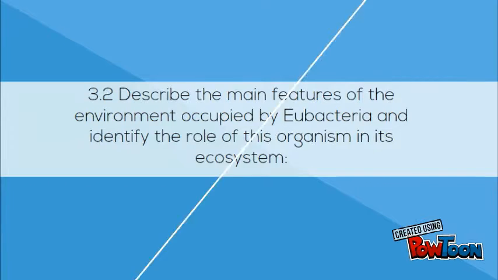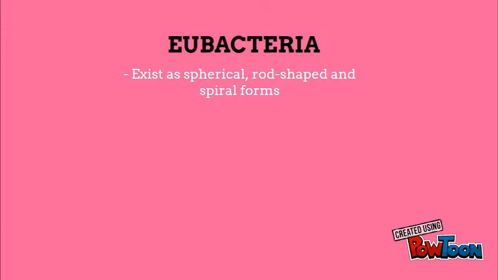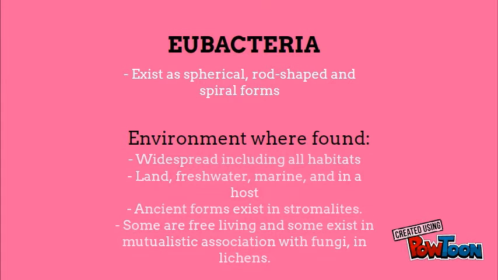Describe the main features of the environment occupied by eubacteria and identify the role of this organism in its ecosystem. Bacteria exist in spherical, rod-shaped and spiral forms. They're found in widespread environments, including all habitats: land, freshwater, marine, and host. They're well known for the diseases many of them cause, but many are used in industry.